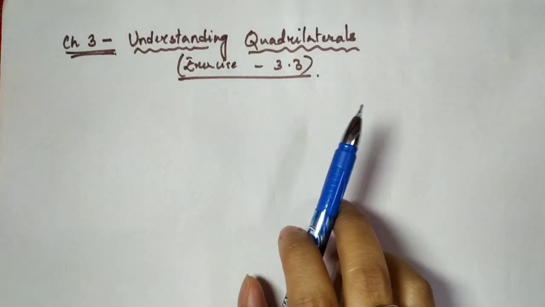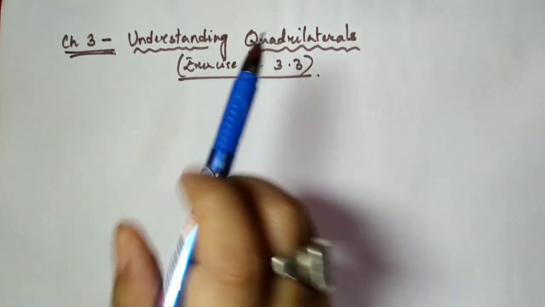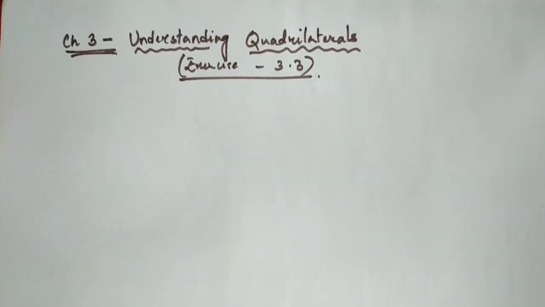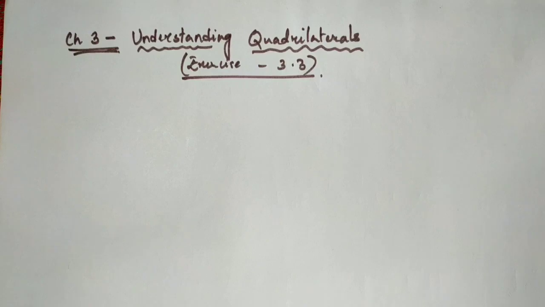Students, today we'll be starting with exercise 3.3 of our chapter Understanding Quadrilaterals. Here we'll mainly be discussing the properties of polygons, and there are different sums where we will be using the different properties of polygons to find the required solutions.